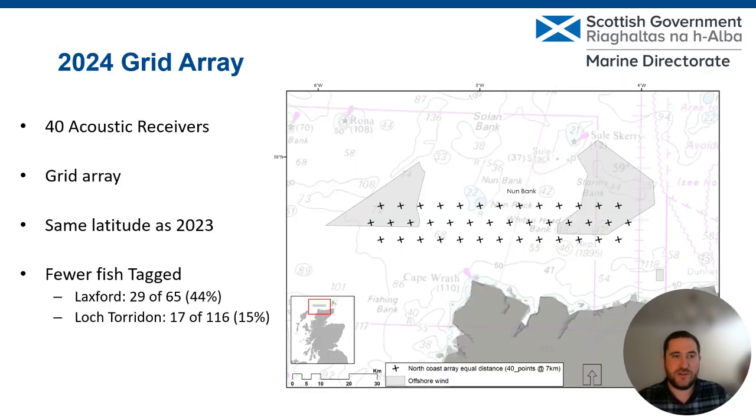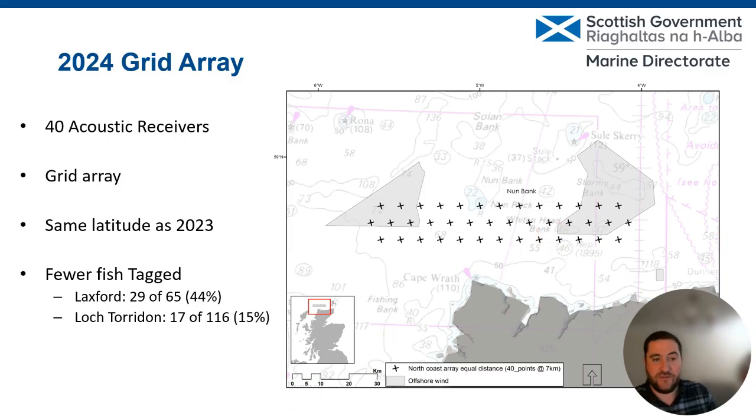And when we moved on to 2024, we decided to deploy a grid array. This is at the same latitude as in 2023, so the middle line here is the same latitude as the line in 2023. That allows us to give as much repetition as possible between years while still being able to answer different aims. The reason for using a grid is to hopefully pick up movements of fish going backwards and forwards within this array, rather than simply side to side or passing straight through it. We hope to pick up some individual behaviour itself.